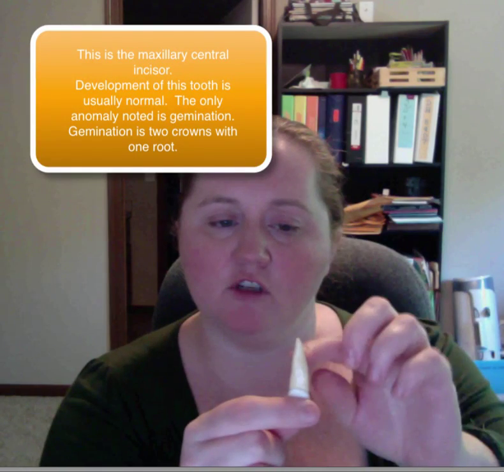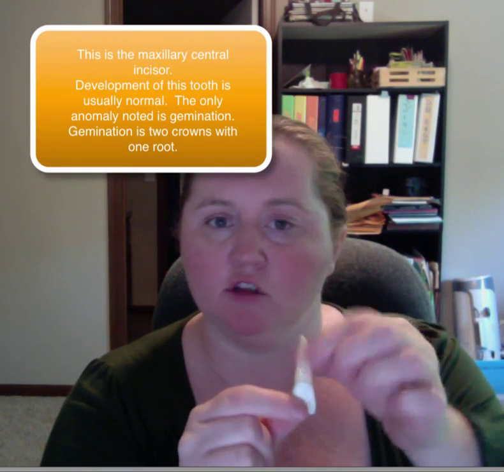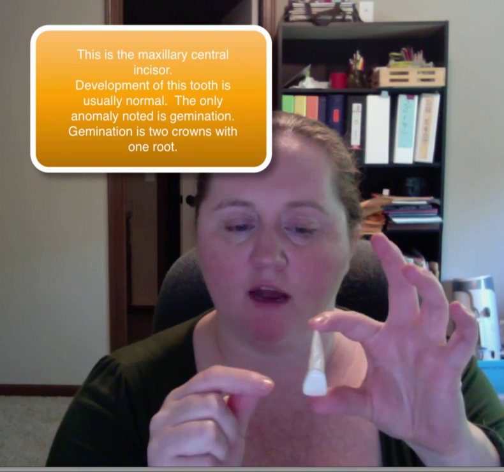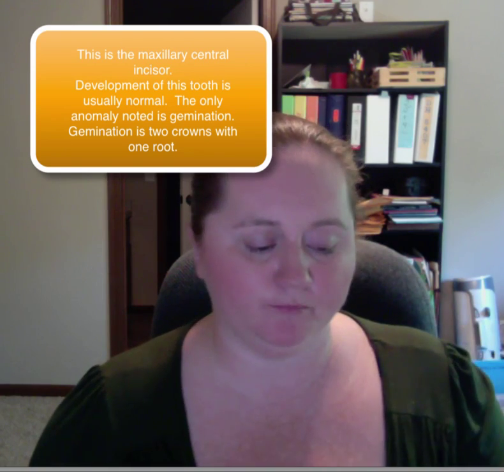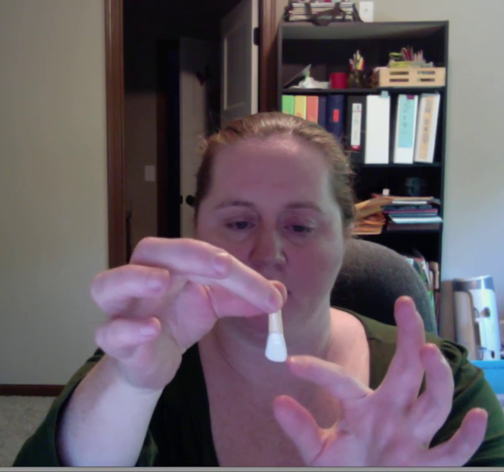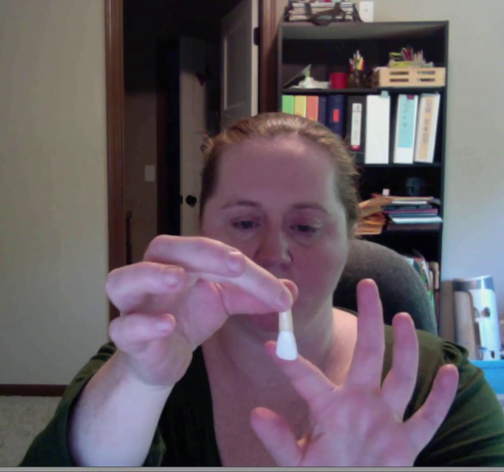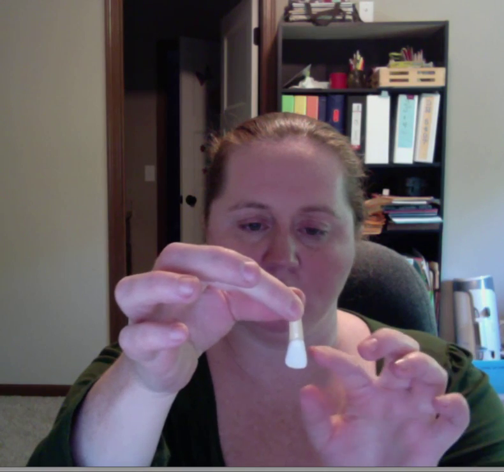So the anomalies with this one is that it could be a pegged lateral or it could be congenitally missing. The anomalies with this tooth is that you can have a short root or you could have a long crown. Also gemination, which is the twinning of the crown, but sharing a root. So you'd have 2 crowns, 1 root. The contact areas for the lateral are going to be more towards the middle thirds.